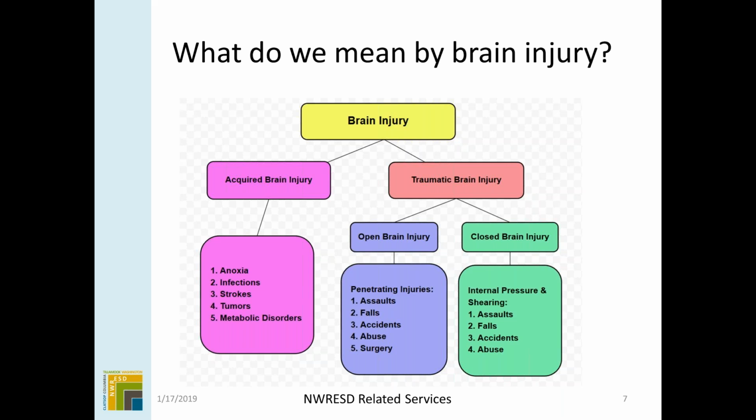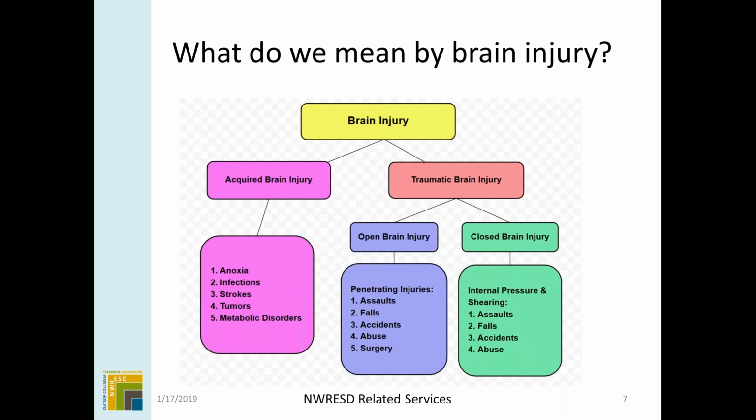And the reason it's important to make those distinctions, there isn't a big difference in terms of the effects on the individual, but in the state of Oregon, only traumatic brain injury is eligible under IDEA. So individuals with acquired brain injury would not be eligible for special ed services based on that brain injury alone. They might be eligible under other categories besides traumatic brain injury.